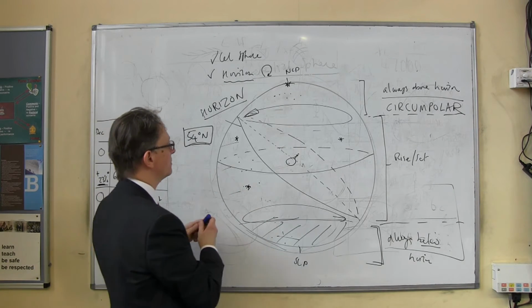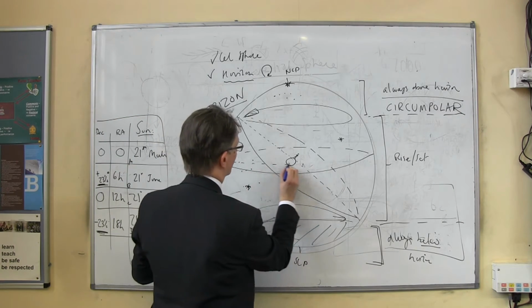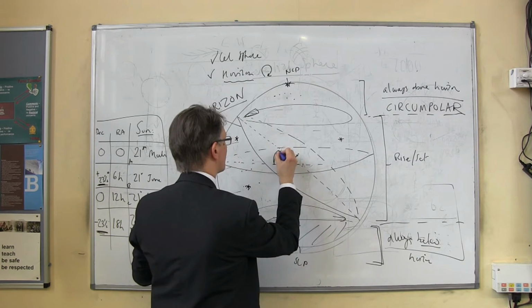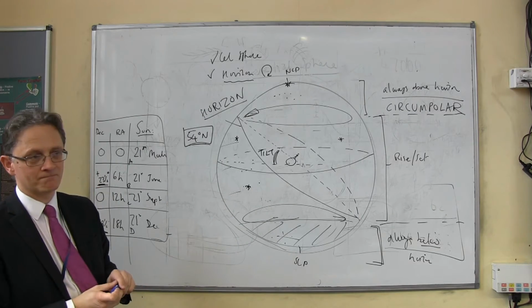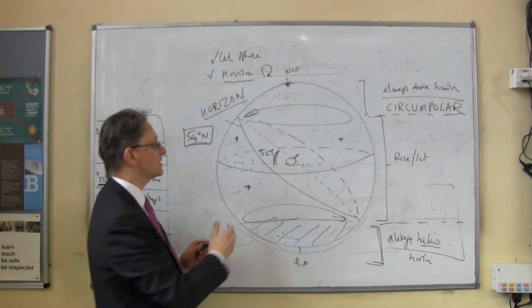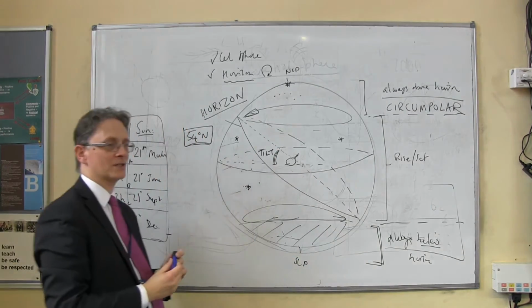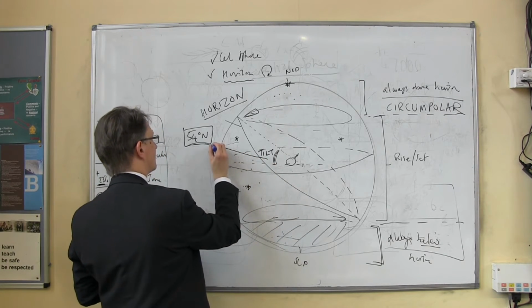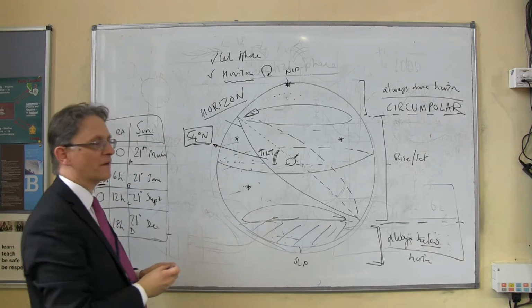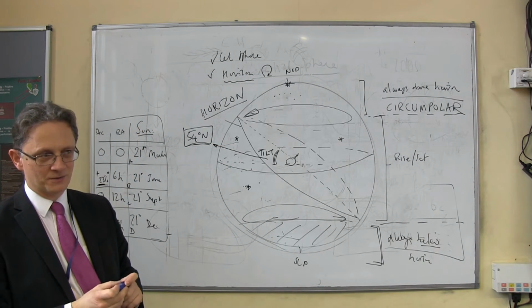What do you need to know? You need to know, let's just put that middle line in. You need to know the tilt of your horizon. Okay? You need to know by how much your horizon is tilted. Now, the tilt of your horizon always looks very similar to your latitude.